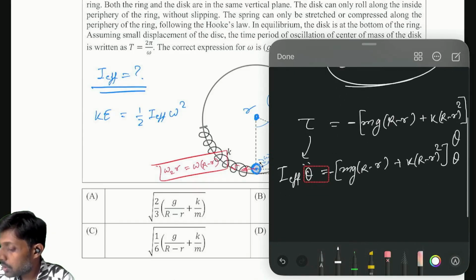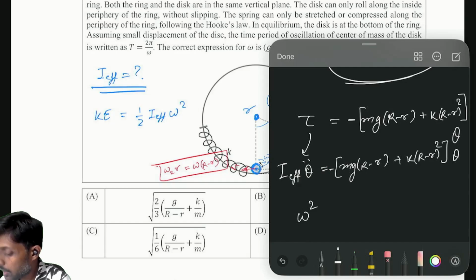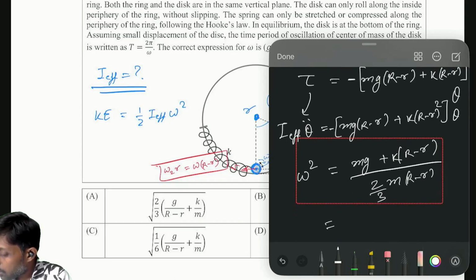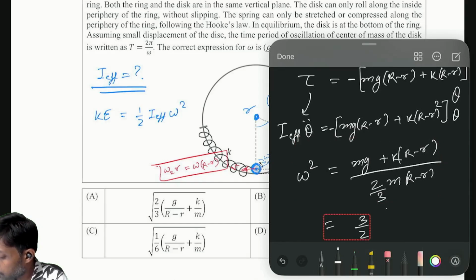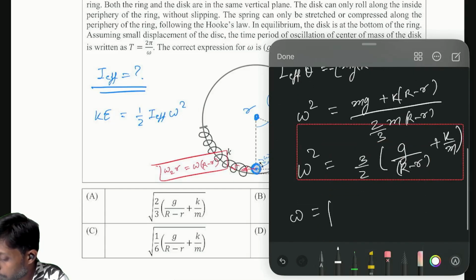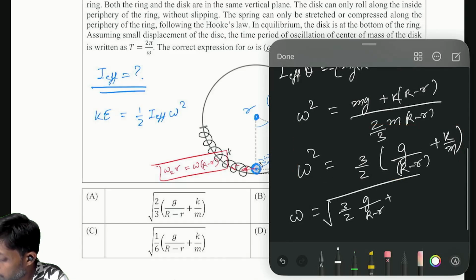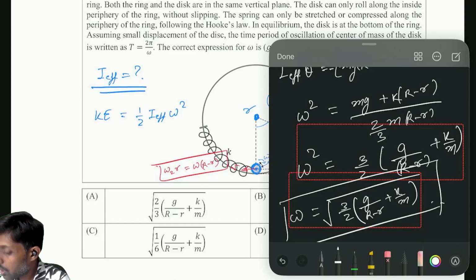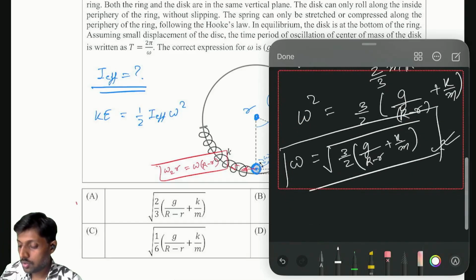If you do this, you get omega square as 3 by 2 multiplied with g by (R minus r) plus k by m. This is your omega square, and omega comes out to be under root 3 by 2 g by (R minus small r) plus k by m. So this is option A. That's your answer. Okay, option A. This is your answer.